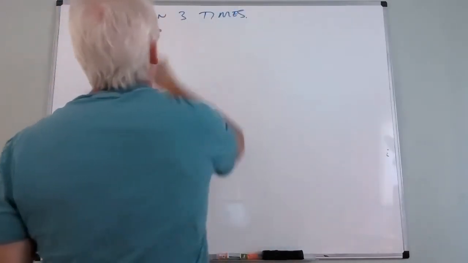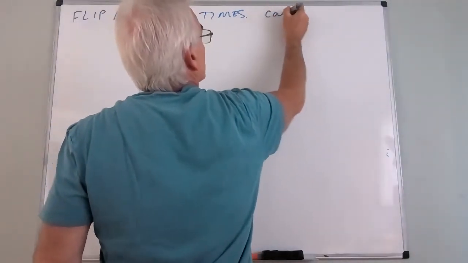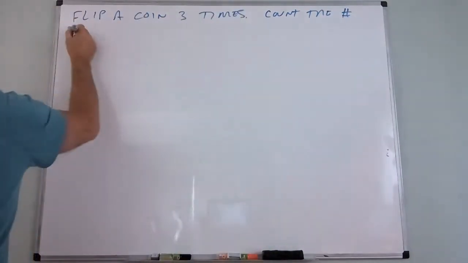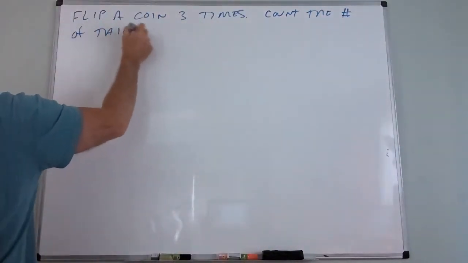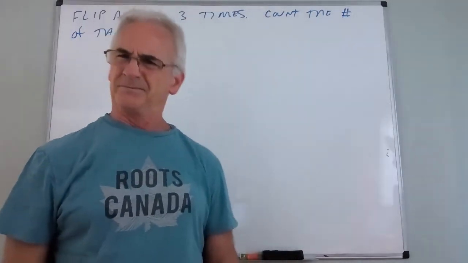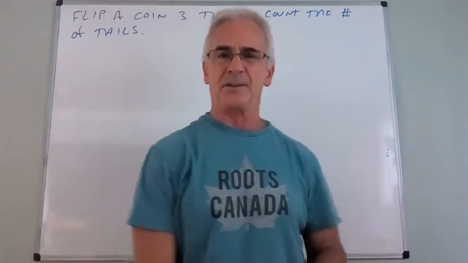Okay, it's a fair coin. We're going to flip 3 times. So we want to count the number of tails. Now, if I flip a coin 3 times, I can get no tails, I can get 1 tail, I can get 2 tails, I can get 3 tails.